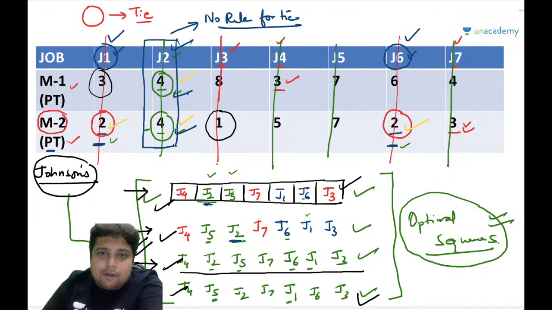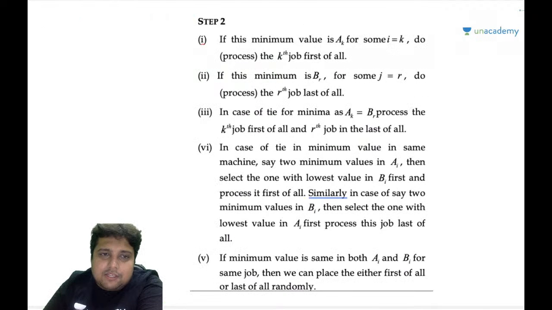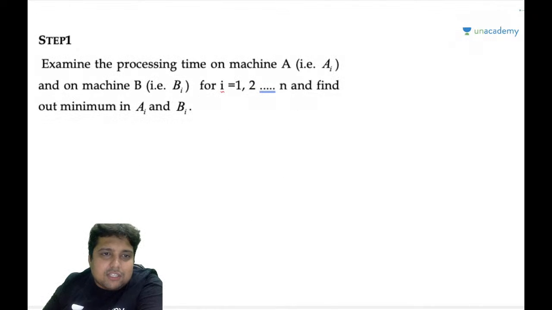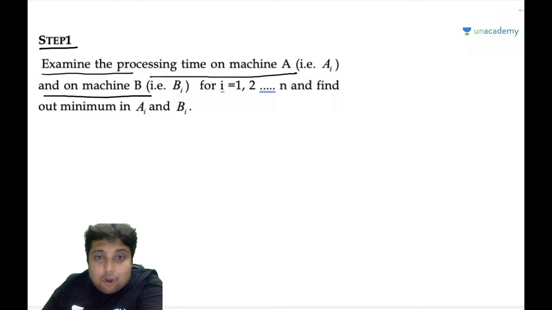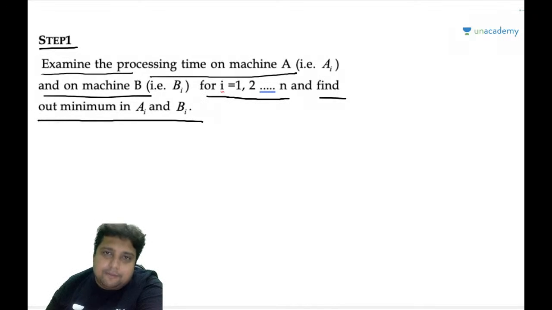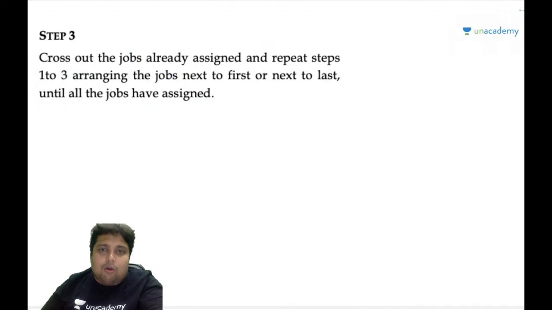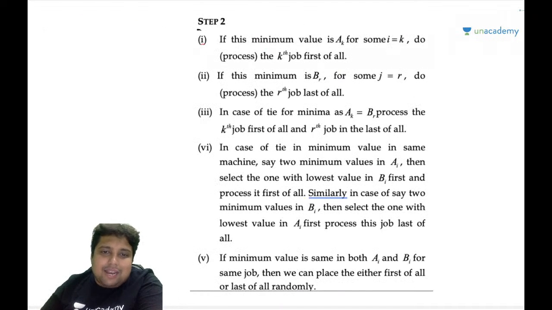So guys, let me step by step explain Johnson's algorithm. For the first step it says, examine the processing time on machine A and on machine B for all the jobs and find out the minimum of A_i and B_i. So basically it is saying, just check all the times of all the jobs and spot the minimum one.